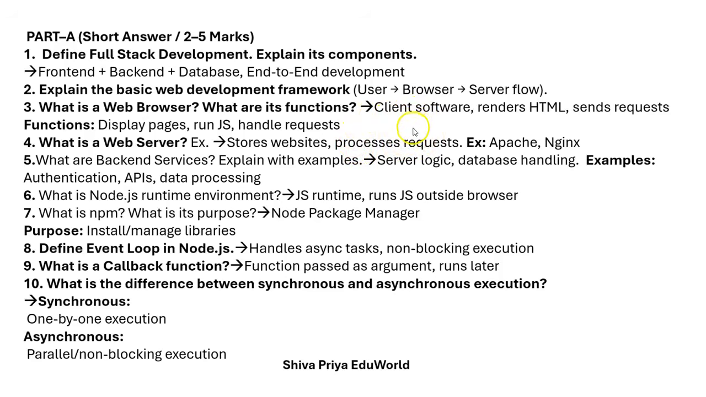Whenever I search something, it will process it and give me back. Clear? For example, Apache and Nginx. Clear? And the next question, what are backend services? Explain with the example. Server logic, database handling. These are all the backend services. For example, authentication, API and data processing. These are all the examples.